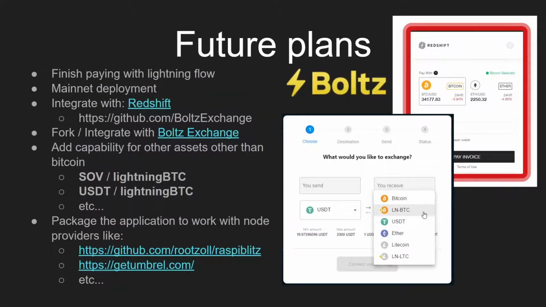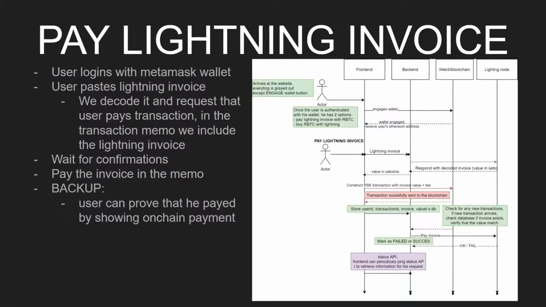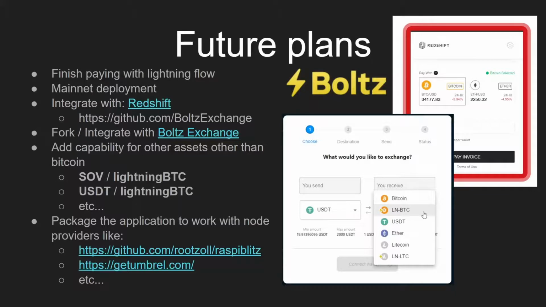So for the future plans, I plan on finishing the Lightning flow, so the paying the Lightning invoice flow, this is this one. I plan on doing a mainnet deployment. There is also a site called Redshift that offers a similar service but with Ethereum. So I could maybe look them up, see how they are doing it, and integrate with them or rewrite my project by their ways.